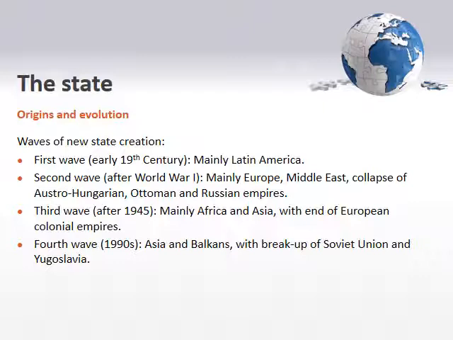Second wave being after World War One. The map that resulted after World War One is largely recognizable today. Before that, we had larger empires: the Austro-Hungarian Empire, the Ottoman Empire, the Russian Empire, and today's map much more closely mirrors what we saw in the aftermath of World War One. So there's a large number of states that were created there.